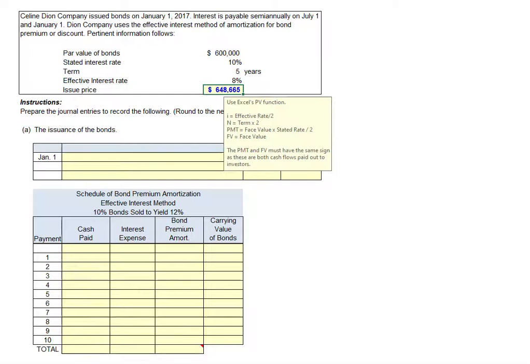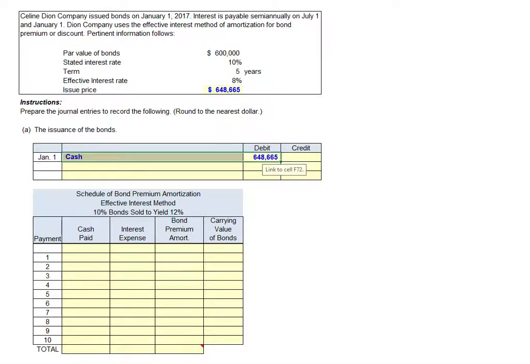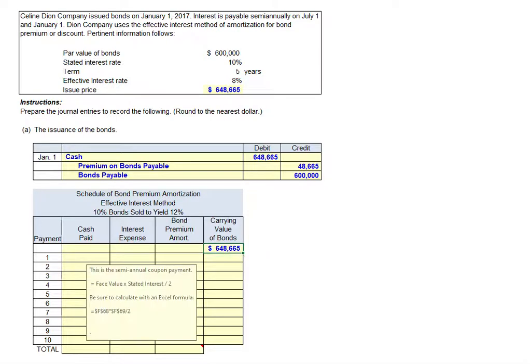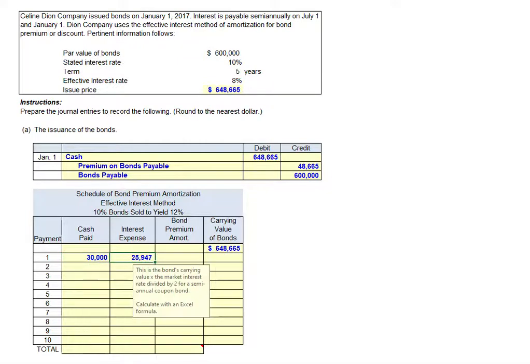So when we issue the bonds, we will debit cash for $648,665. Again, we always credit bonds payable for $600,000. Debits don't equal credits, so we will credit a premium on bonds payable. Our amortization table starts off with the bond's carrying value. The cash paid will be $30,000 every 6 months for 5 years. Our interest expense in the first period will be the $648,000 bonds carrying value times 8% divided by 2.